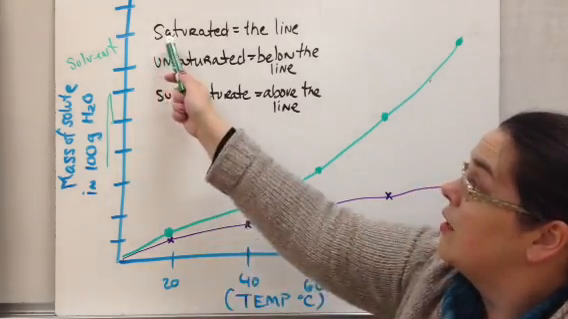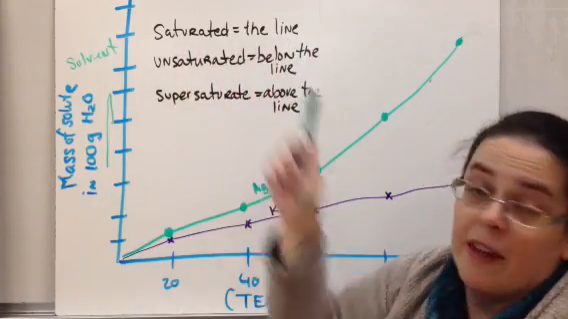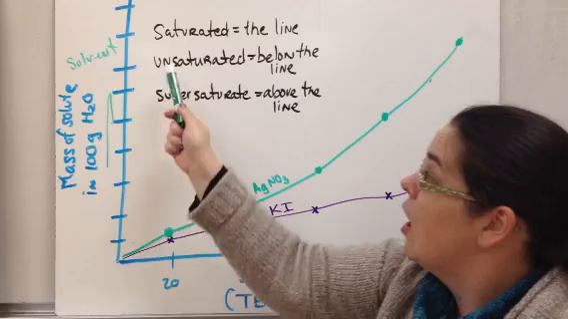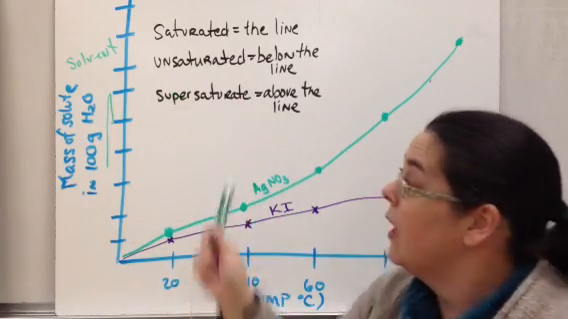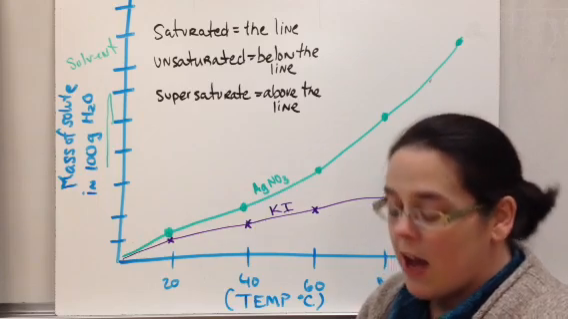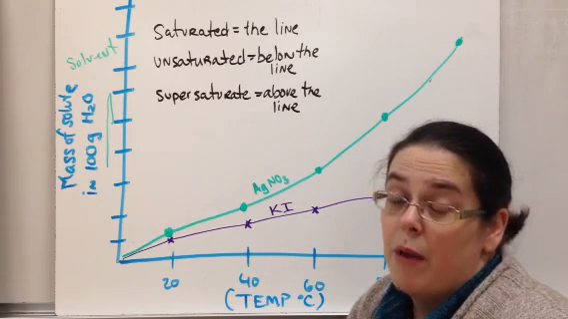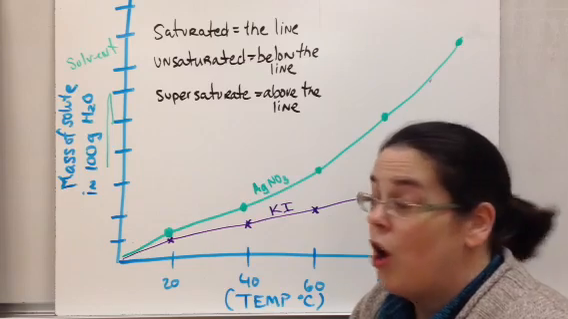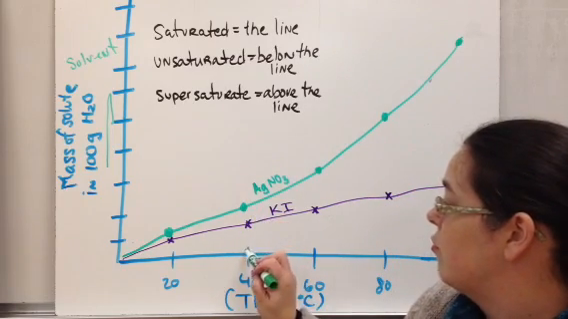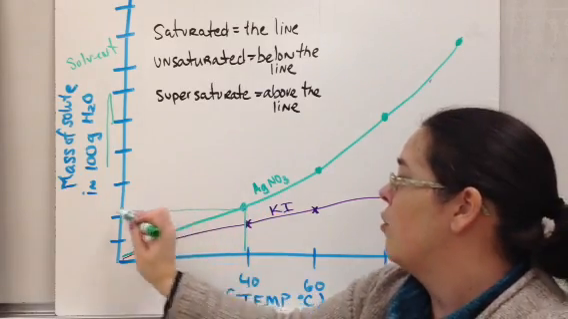So for a solution to be saturated, you're going to be on the line. That's the max that can be dissolved at a certain temperature. Unsaturated is anything below the line, and supersaturated is anything above the line. So if I were to ask how many grams of AgNO3 can be dissolved at 40 degrees, we'd go to 40 degrees, draw a line up to the AgNO3 line, and then we'd come over here.